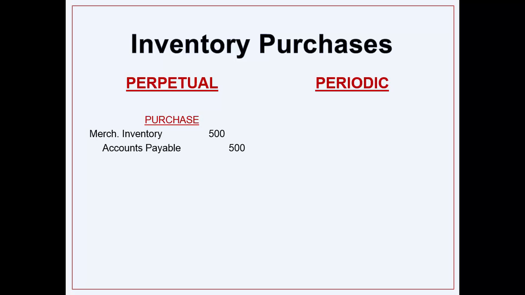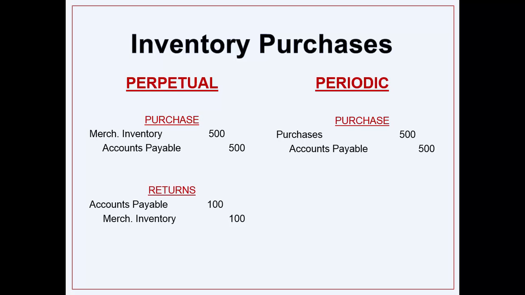Under a perpetual system, you debit merchandise inventory and usually credit accounts payable, or it could be cash. But a purchase under a periodic, there are different accounts. There are some temporary accounts under a periodic system that simply do not exist under a perpetual. And one of the temporary accounts is called purchases.